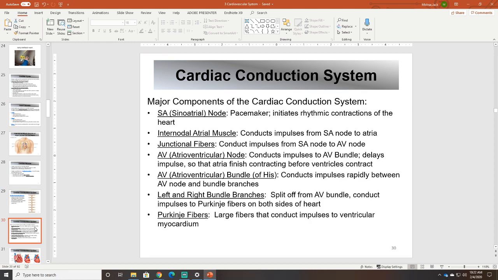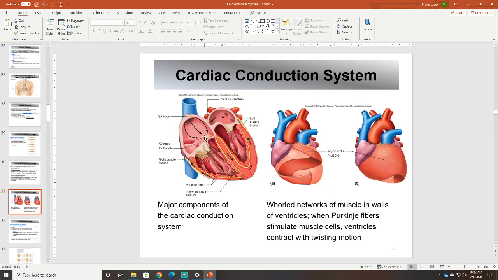So why don't we go ahead and take a look at that? Up here is the SA node. Okay, the SA node is near the superior vena cava. Okay, it's up here. And so the signal to contract begins here, and that's going to be spread through fibers through the wall of the atria. And so the atria contract as a unit first.